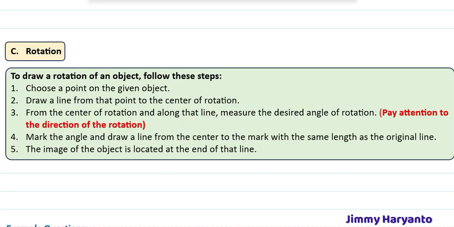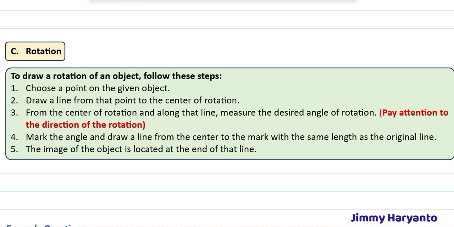Okay, rotation. There are several steps for the rotation. First, you have to choose a point on the given object, and then draw a line from that point to the center of rotation. The characteristic of rotation is that there is a center, and also the measurement of the angle of rotation. From the center of rotation and along that line, measure the desired angle of rotation. Pay attention to the direction of the rotation, whether it is clockwise or counterclockwise.